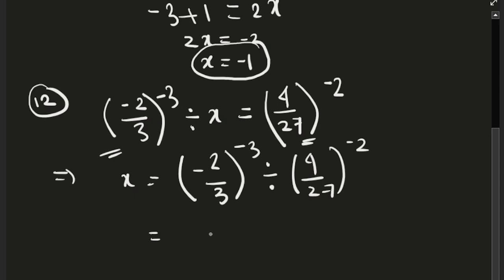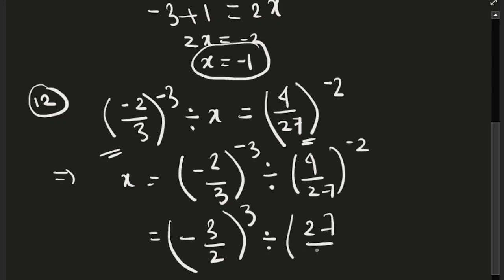Now (minus 2/3) to the power of minus 3 means (minus 3/2) to the power of 3. As the negative power is there, we have to make the base reciprocal. And divided by (4/27) to the power of minus 2, the minus power is there, so make it reciprocal: (27/4) to the power of 2.